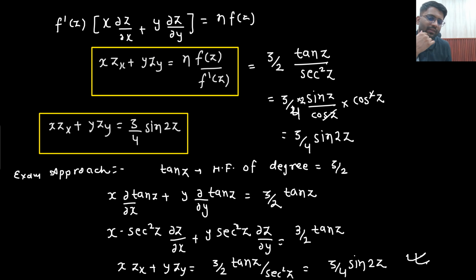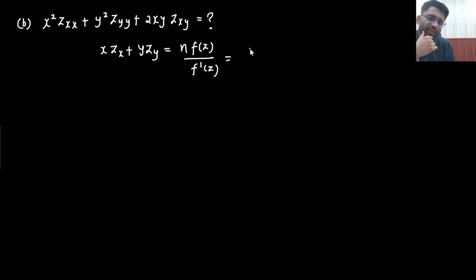So how will you get this answer? First of all, in the examination if they are asking this one, we need to solve this thing, x zx plus y zy. So when I solved it, what answer did I get? Divided by f dash z, which was coming out to be 3 by 4 sine 2z.